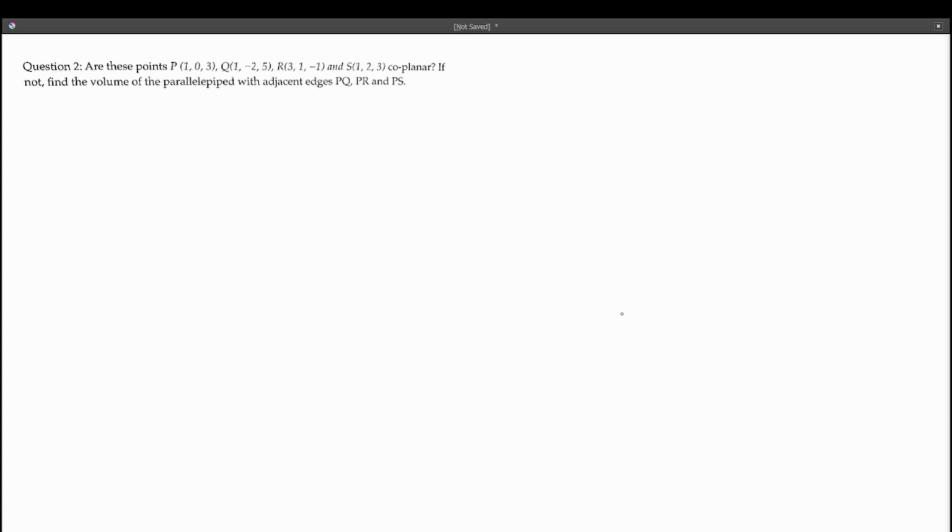I think the easiest way to do that is to convert them into vectors, and it already gives us the vectors that it wants if they're not coplanar, so might as well kill two birds with one stone and make vectors PQ, PR, and PS. So vector PQ is just the coordinates of Q minus coordinates of P to find the change between P and Q. So it's 1 minus 1, negative 2 minus 0, 5 minus 3, which gives us the vector 0, negative 2, 2.